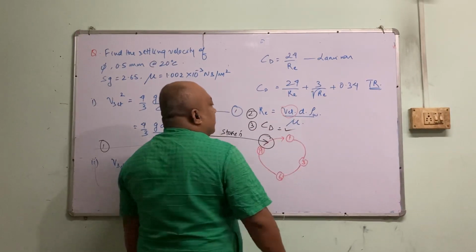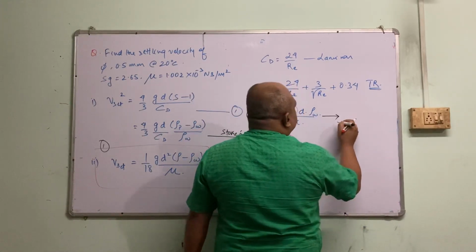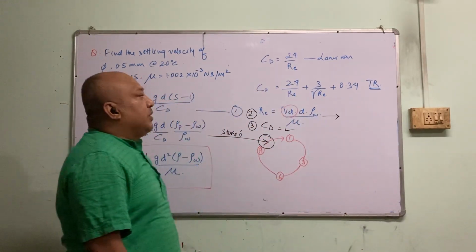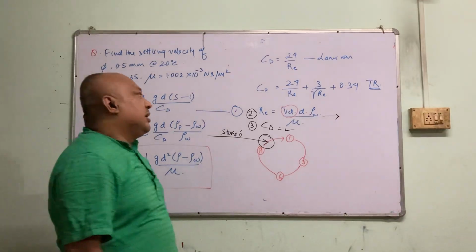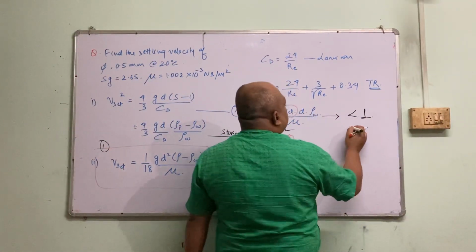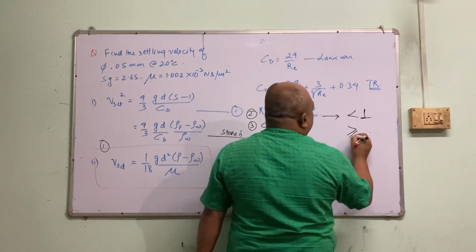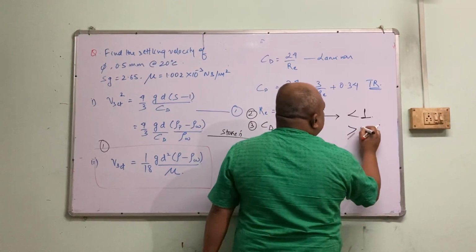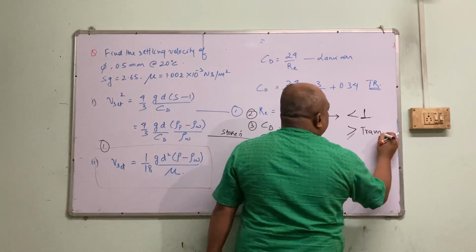By knowing the Reynolds number, we can check whether the flow is laminar or transitional. As I explained last class, if it is less than 1, it is laminar. If it is in the range a little bit greater than 1, then it is transitional. Correct?